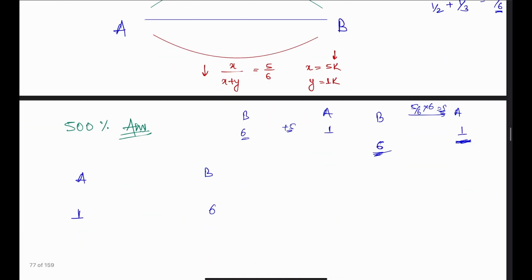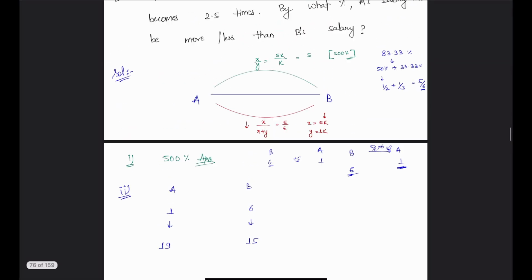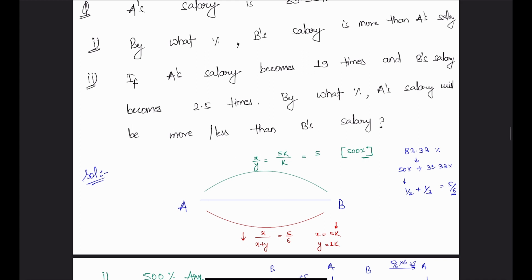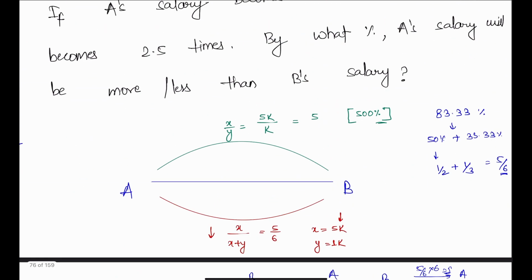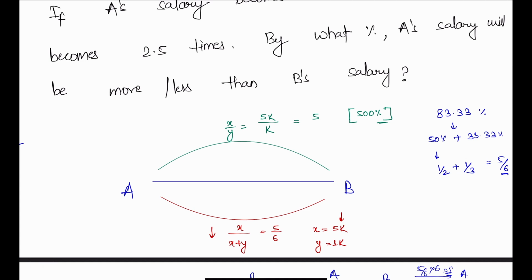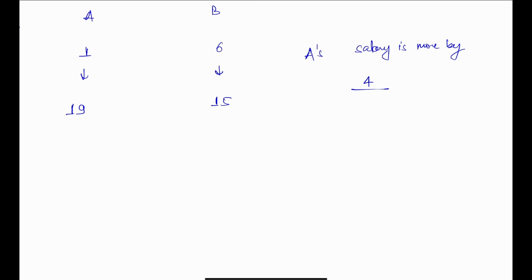Then the question says 19 times for A and 2.5 times for B. So if you multiply, the new A will be 19, and 2.5 times 6 will become 15. Now the question is asking, by what percentage will A's salary be more or less than B's salary? A's salary is more by 19 minus 15, which is 4, divided by the base. The comparison is for B's salary, so our base will be B's salary.